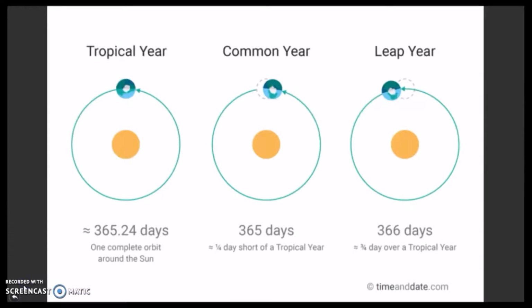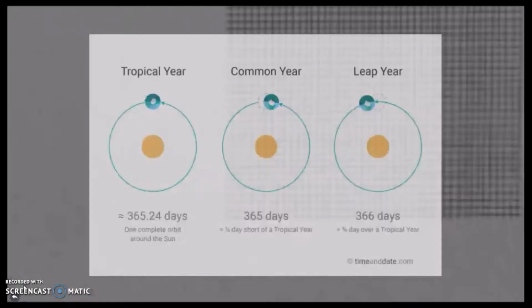Tropical year is showing one actual year, common year is showing one calendar year, and leap year is showing one calendar leap year.